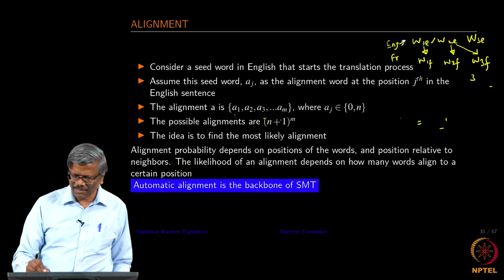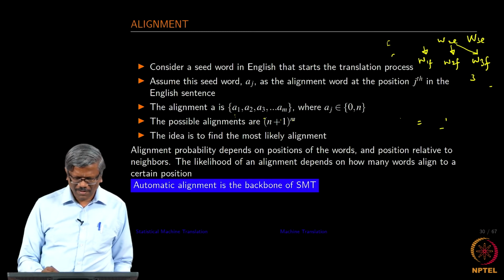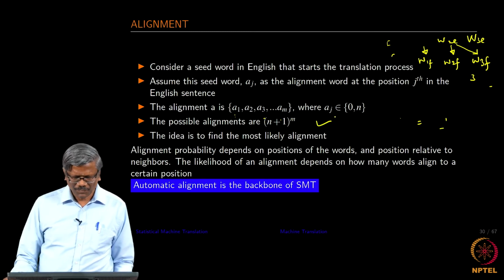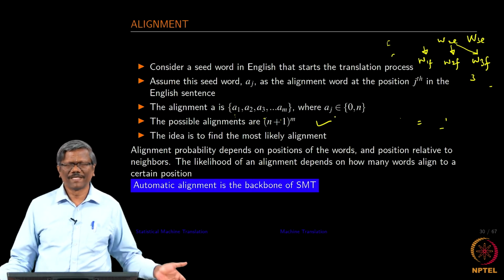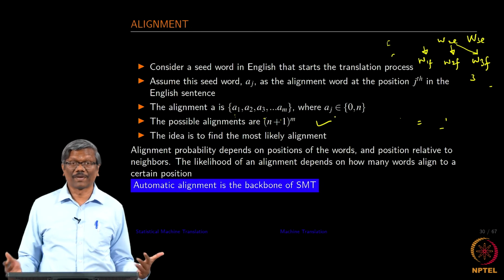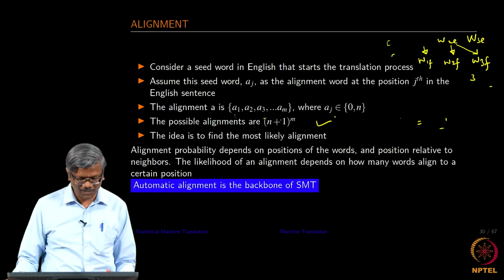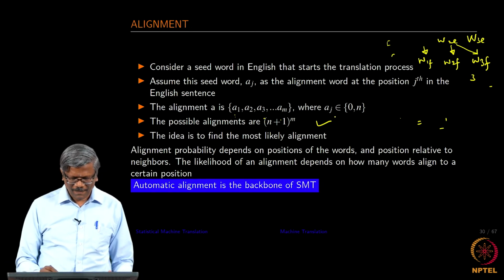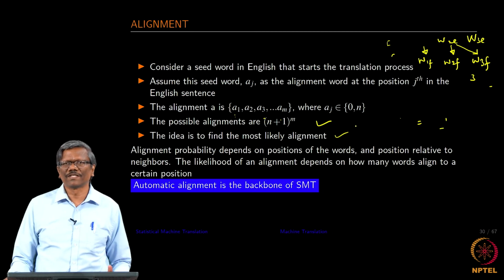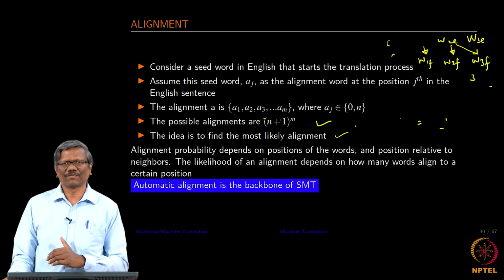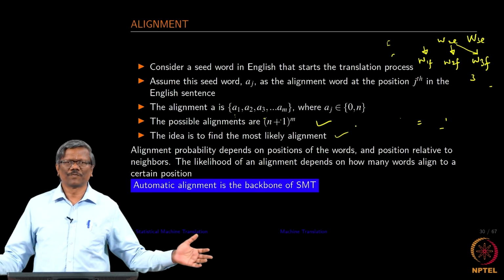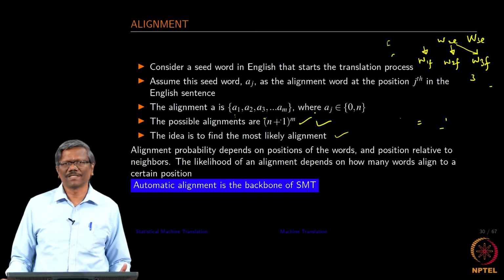So, if you look at the alignment, there are various combinations that you will get into. It is equal to (n plus 1) to the power m. So, that many alignments you will have, and then that many parameters that we have to estimate if you have to really translate this. So, the idea is to find what is the most likely alignment that gives the exact translation for us. Okay. Out of the so many combinations of alignments, we need to find just one alignment that is most likely.